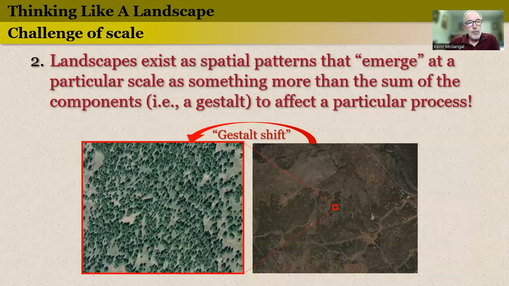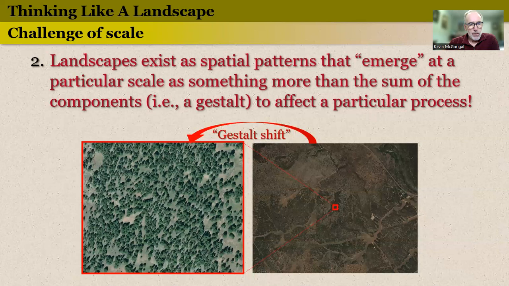The second important point is that landscapes exist as spatial patterns that emerge at a particular scale as something more than the sum of the components. We call this a gestalt. And this gestalt emerges to affect a particular process.